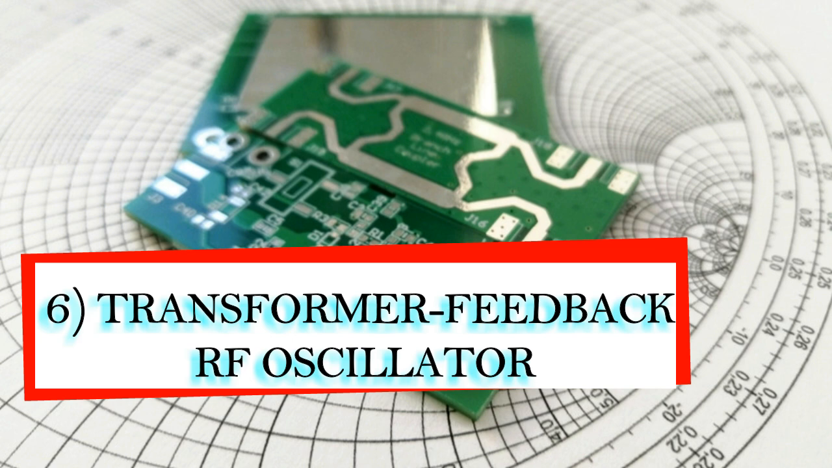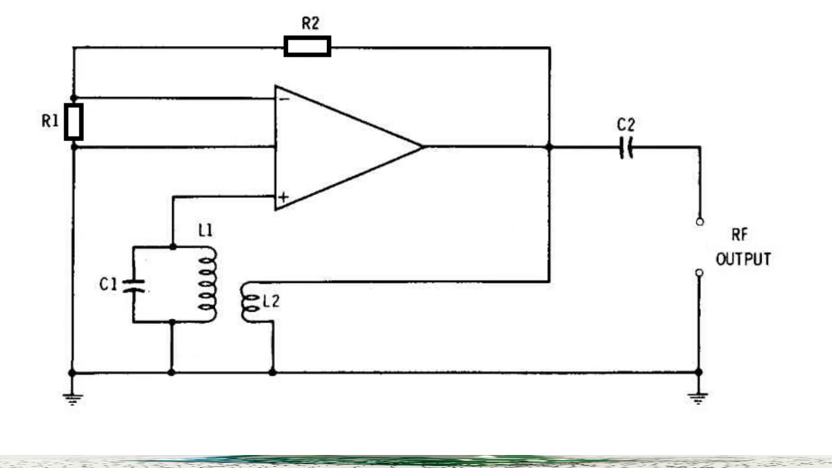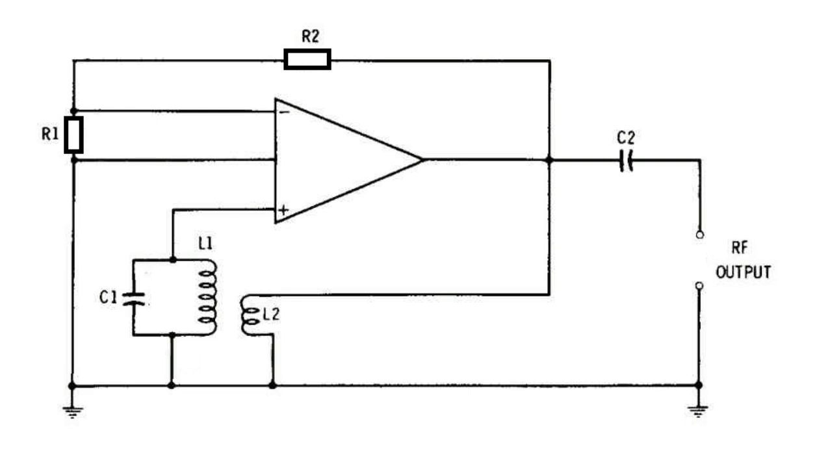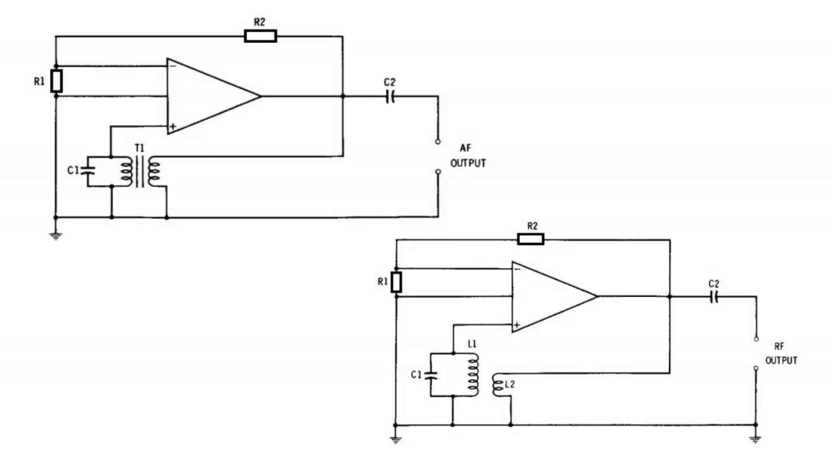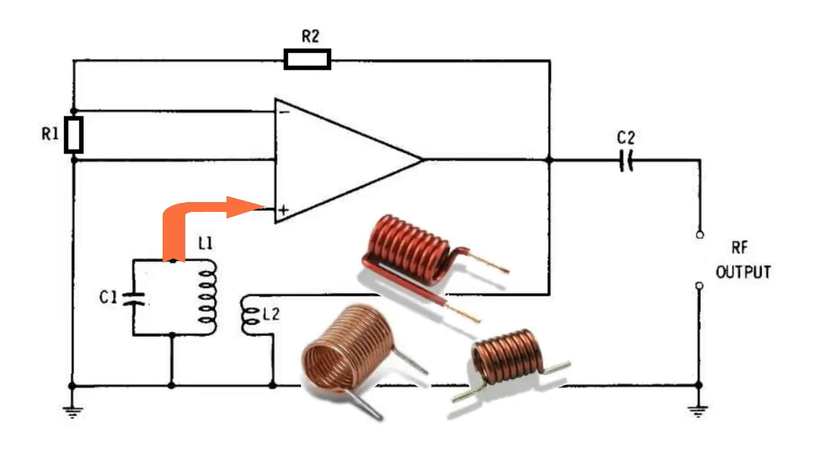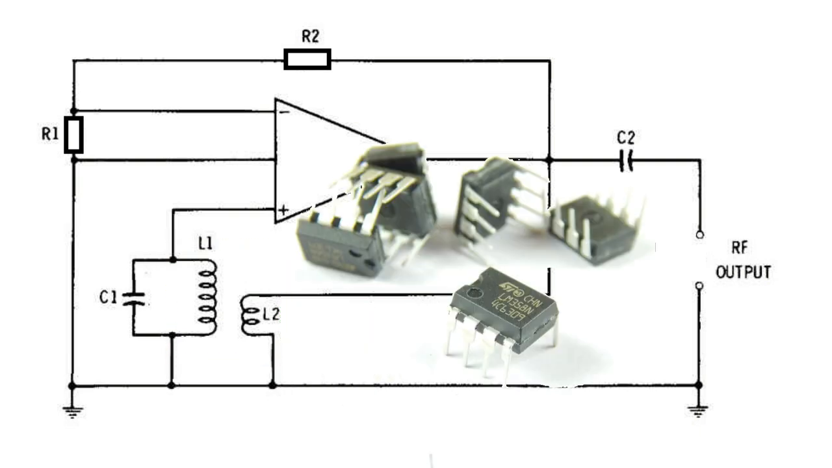6. Transformer feedback RF oscillator. The radio frequency or RF oscillator circuit indicated in the figure is identical to the transformer feedback AF oscillator explained in the previous section, except that in this particular RF oscillator, positive feedback for the oscillation and tuning are supplied through an air-core transformer, L1-L2. Any low-gain IC could work effectively in this circuit.